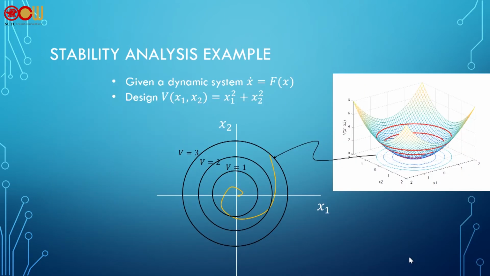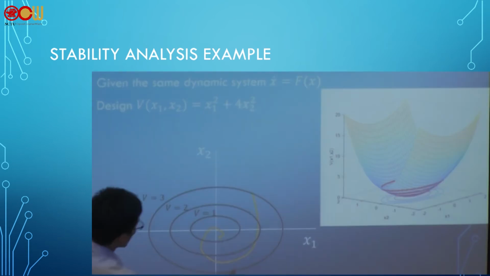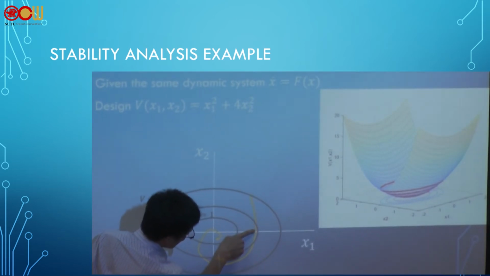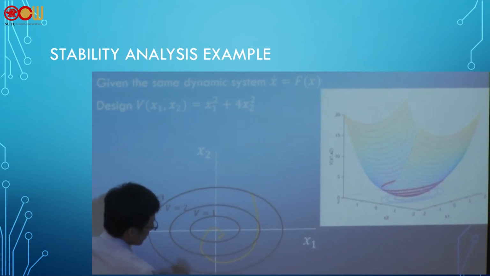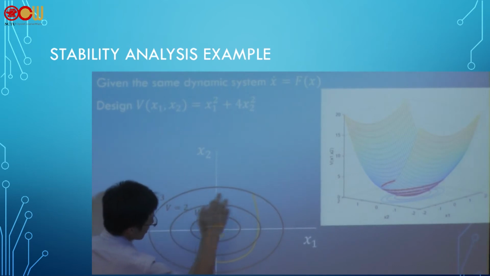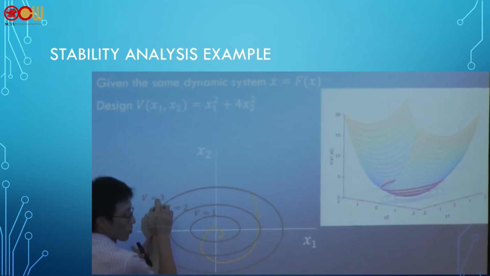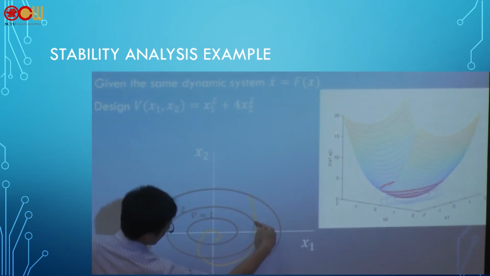But for the same dynamics, I choose a different Lyapunov function, which is 4 here. What happened is, I know V is 2 here, right? And V decreases because it's inside this level set, right? So this is a level set. And inside this level set, the value will be smaller than this one, okay? The smaller the level set, the smaller the value of V. Okay, so here is V equals 2, right?